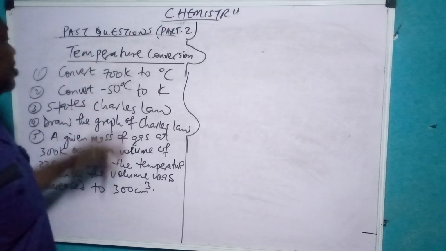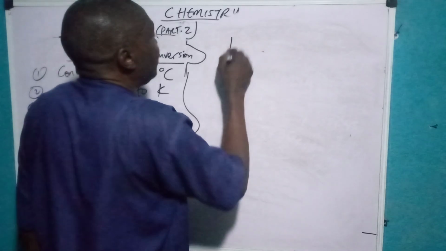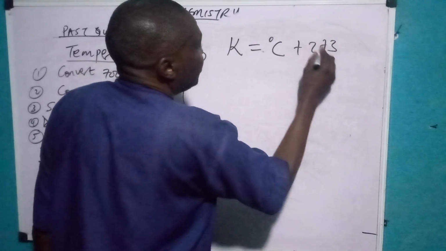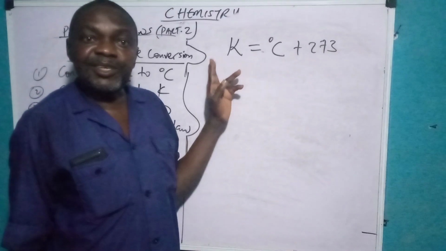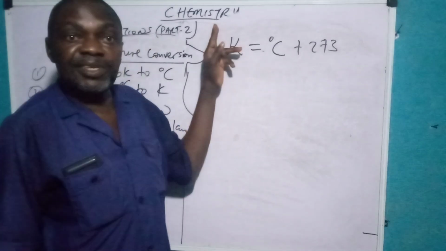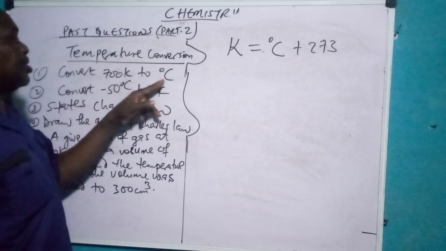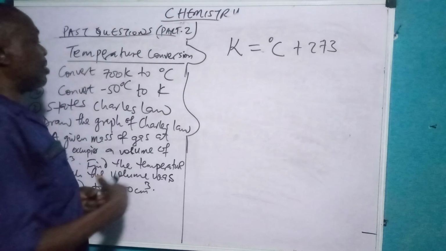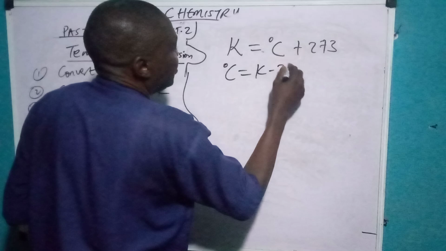So, temperature conversion. First of all, to convert temperature, you have Kelvin equals degrees Celsius plus 273. Remember, the old unit of measurement is Celsius, but the SI unit, the current one we use to measure, is Kelvin. It doesn't have a degree on it. So this is the formula. And they said convert 700 Kelvin to degrees Celsius. Before you even substitute, you can make it the subject of the formula first. You say degrees Celsius equals Kelvin minus 273.